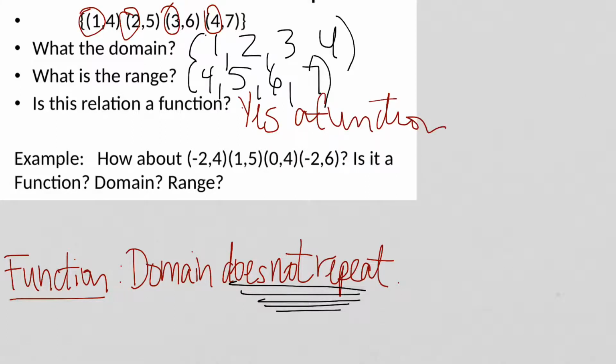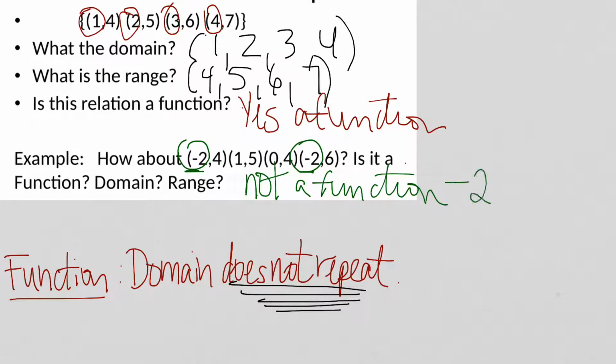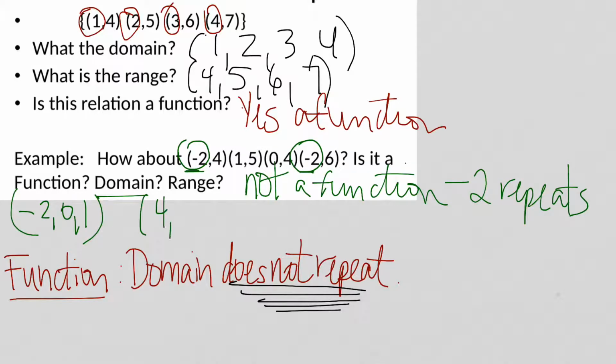Alright, take a look at the example below. See if it's a function or not. This one is not a function. And the reason being, the domain does repeat. -2 repeats. What is my domain? It's -2, 0, 1. That's my domain. My range is 4, 5, and 6.